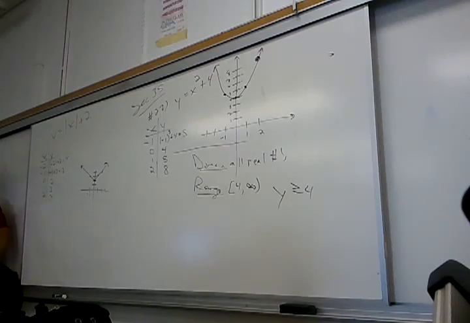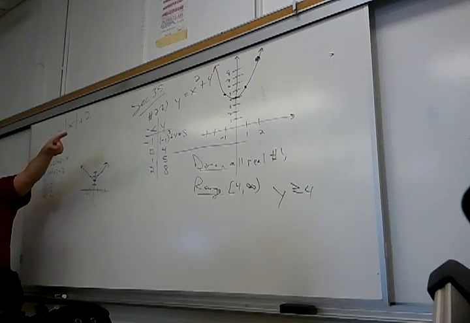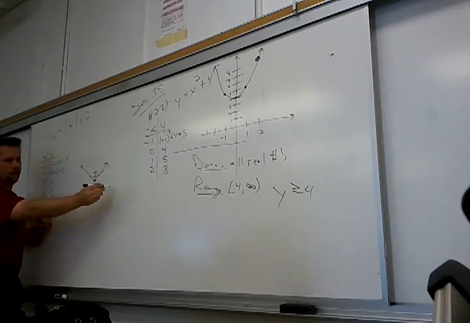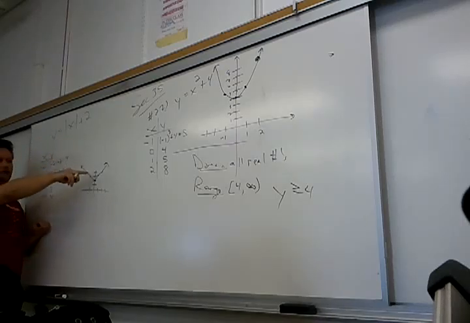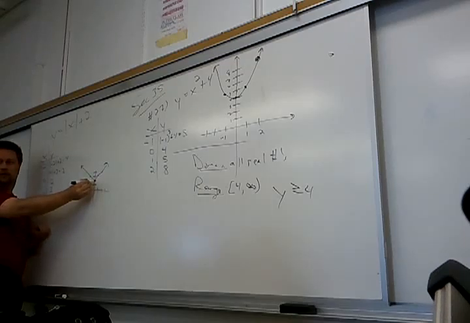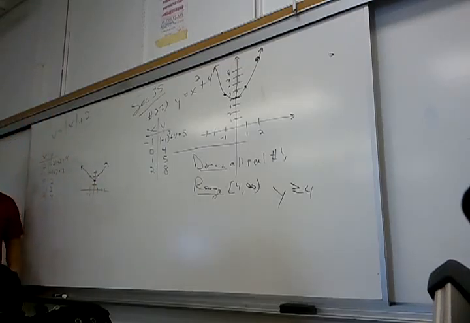So also all real numbers, domain. Yeah, so this would be almost exactly like that. Even though there's a V, domain is all real numbers. I can take the absolute value of anything I want to. The range starts at 2 and goes forever to infinity. So you can say 2 to infinity or y greater than or equal to 2.